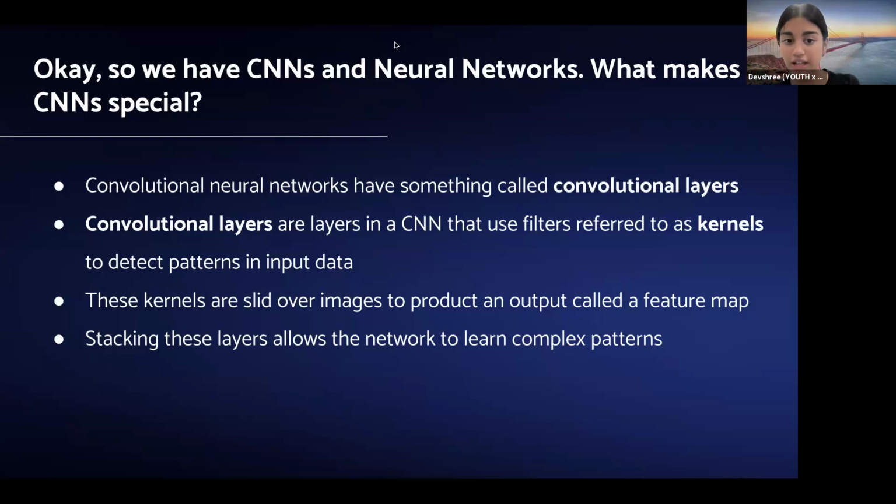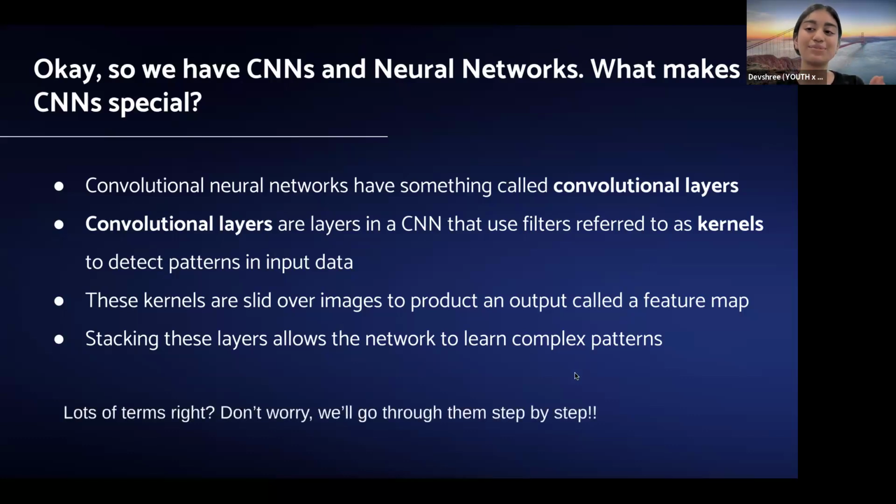So, convolutional layers are layers within a CNN that use filters referred to as kernels to detect patterns in input data. These kernels are slid over images to produce an output called a feature map. And then ultimately, stacking these layers allows the network to learn a lot of complex patterns.